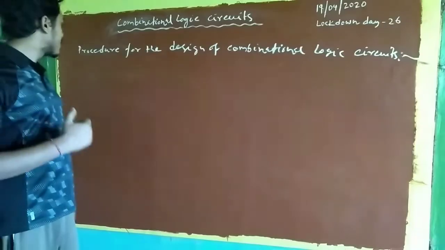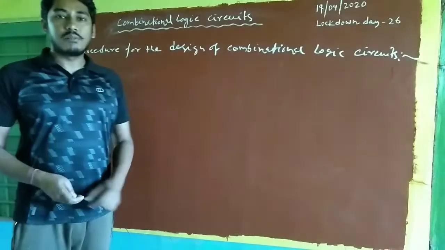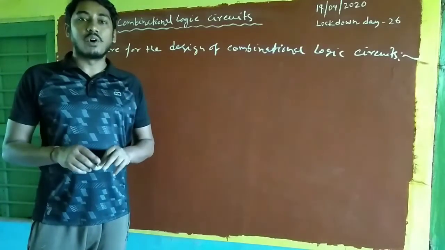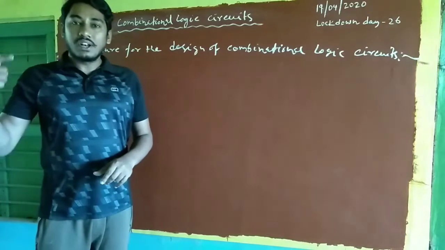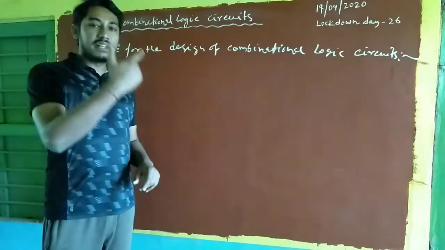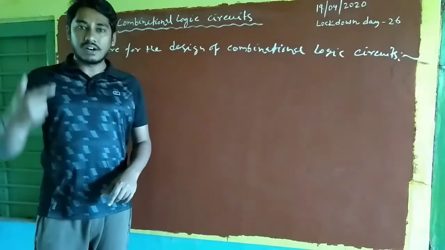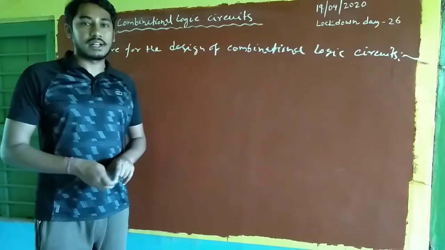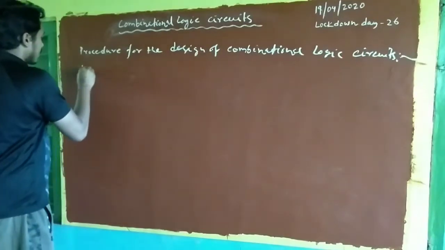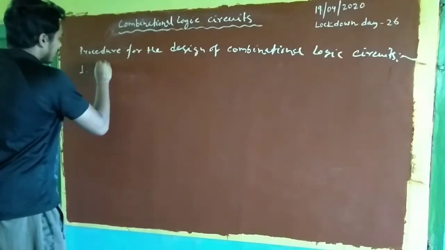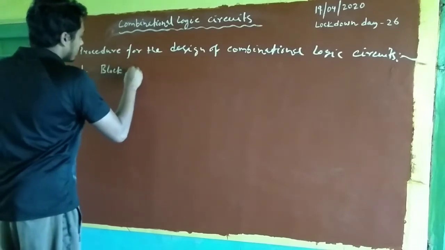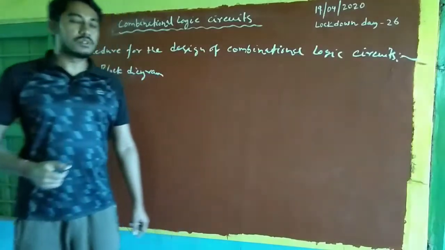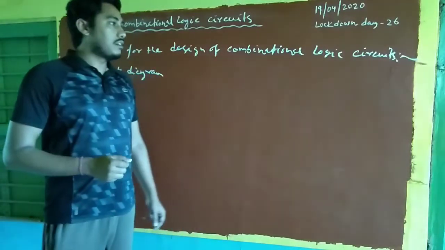Now here the first step to design the combinational logic circuit is the drawing of the block diagram. From the given word description of the problem we need to identify the inputs and the outputs. So based on the inputs and outputs we need to draw the block diagram. So first step is block diagram.